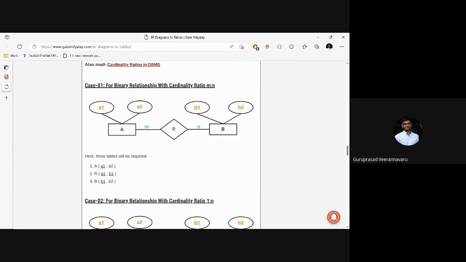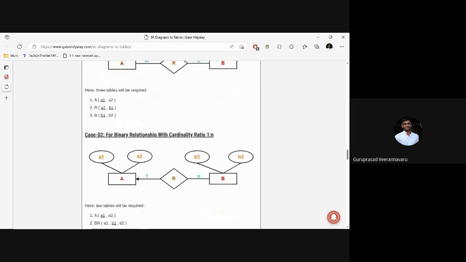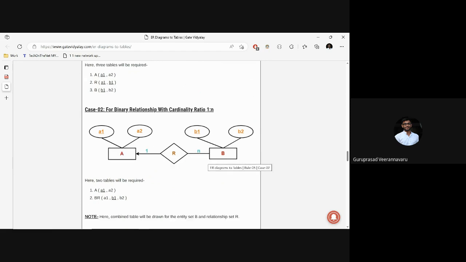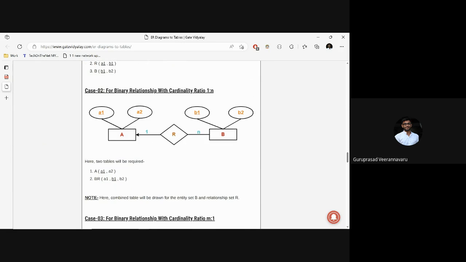Okay. And if the ratio is 1:n, every B will always have an A. So the second table, B, will always have A in it with the relationship, whatever it is. Here you can see the first table is an independent table. The second table has the A value also present in it, because there will always be only one A for many items of B.